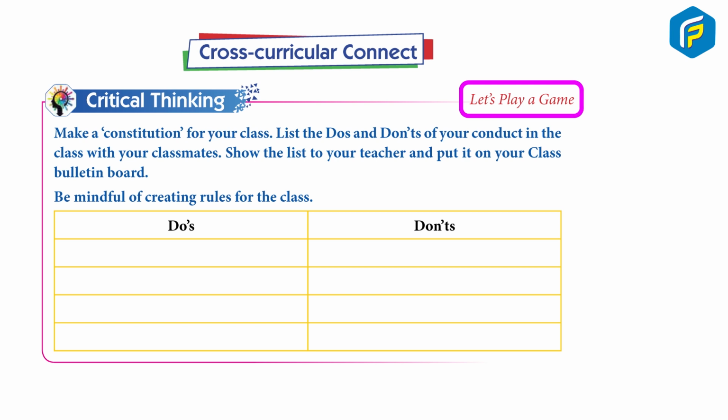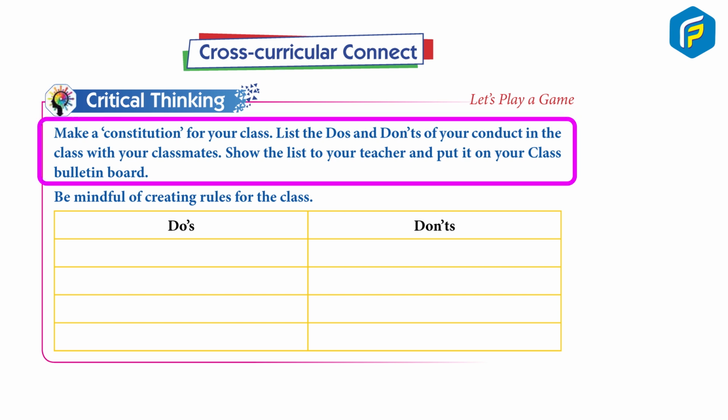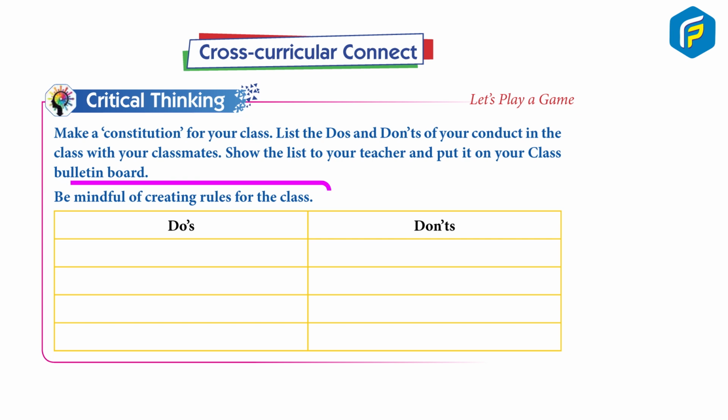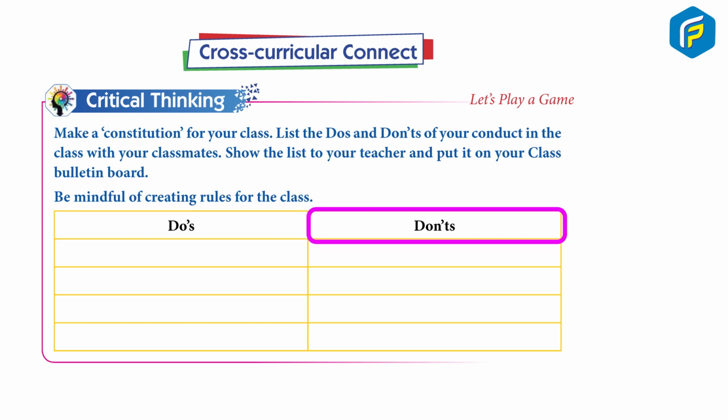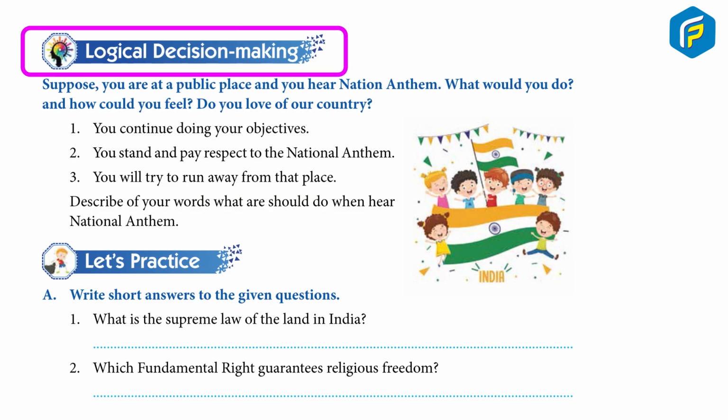Cross-curricular connect, critical thinking. Let's play a game. Make a constitution for your class, like the do's and don'ts of your conduct in the class with your classmates. Show the list to your teacher and put it on your class bulletin board. Be mindful of creating rules for the class. Do's, don'ts.